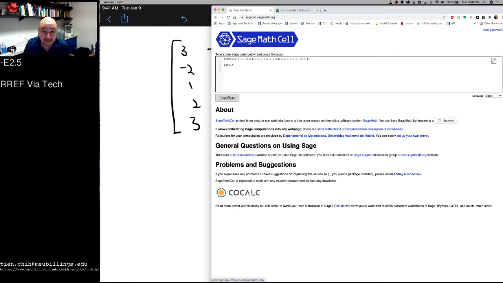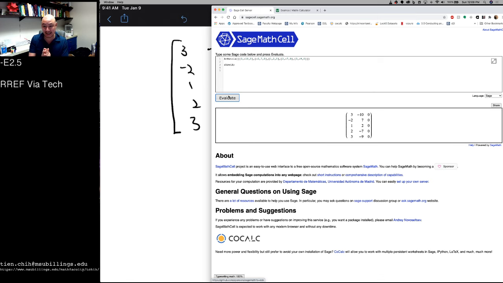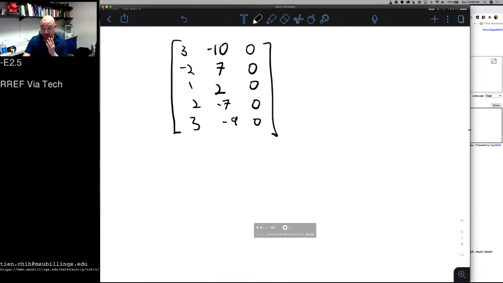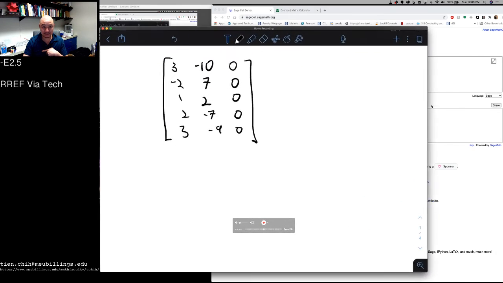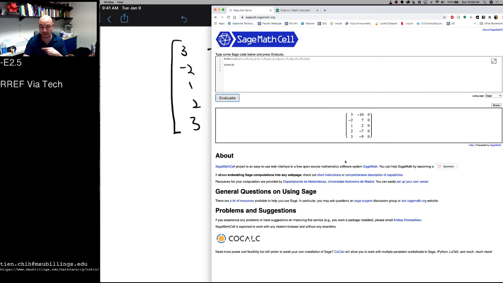And I can go ahead and evaluate this cell and compare to, let's go ahead and shrink this down a bit and put these side by side just to make sure that I'm looking at the same sort of things here. Now we have our rows here, our 3 columns, sorry, 3, minus 2, 1, 2, 3, negative 10, 7, 2, negative 7, negative 9, and 0. Alright, so let me blow this back up and move back over here.